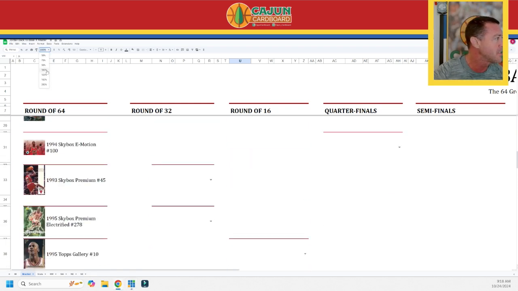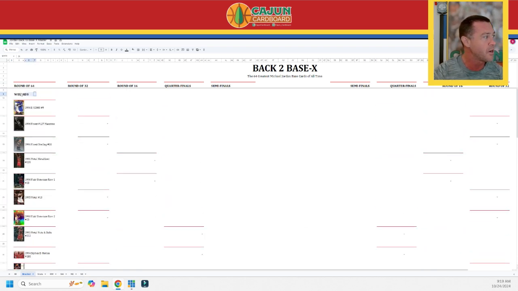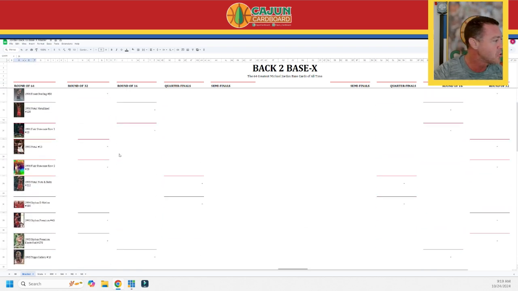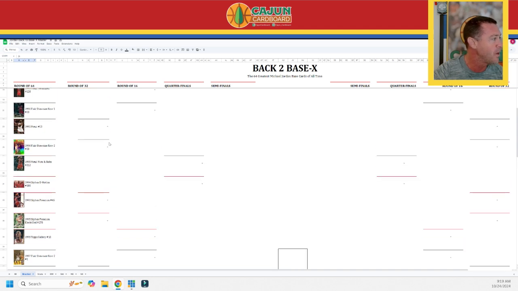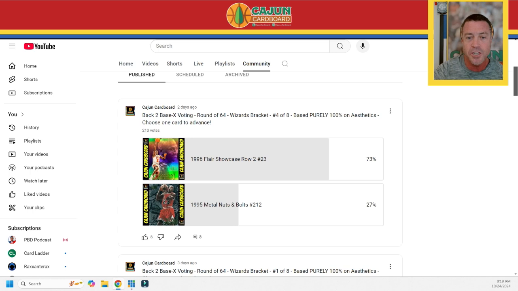I'm going to try to minimize this. Let me go to 100 so you guys can see. We're talking about this top left quadrant. That's where your Wizards quadrant is, and we had voting on these first 8 matchups, 16 cards. Here we go. Let's go to the channel. Thank you guys so much for those of you who did vote. I tried to get the word out as good as I could, and we got a pretty sufficient quantity of votes to get a definitive answer on some of these matchups.